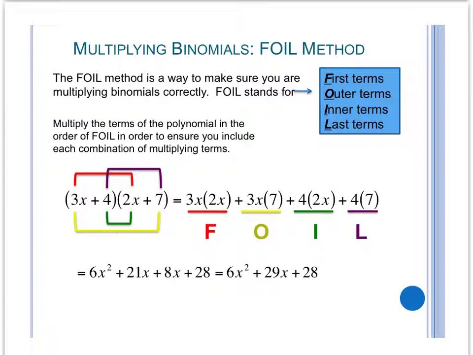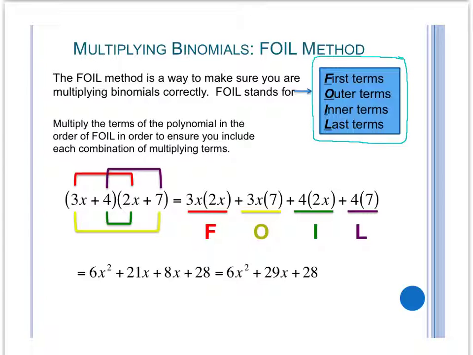There is another method you can utilize when multiplying binomials called the FOIL method, and this will allow you to ensure that you have multiplied each term together that needs to get multiplied together. FOIL actually stands for the first terms, the outer terms, the inner terms, and the last terms. So FOIL is an acronym telling you which terms you need to multiply together in order to ensure you have distributed each term of one binomial by each term of the second binomial.